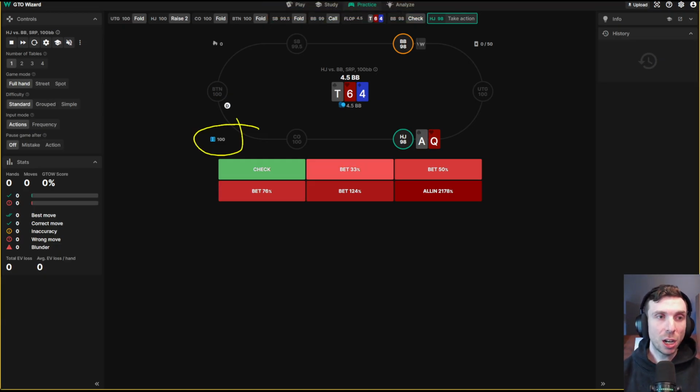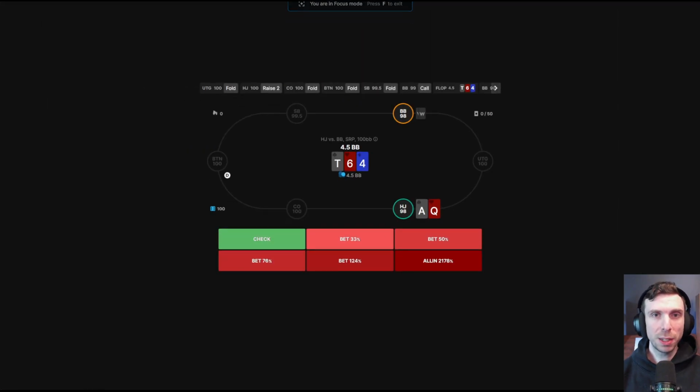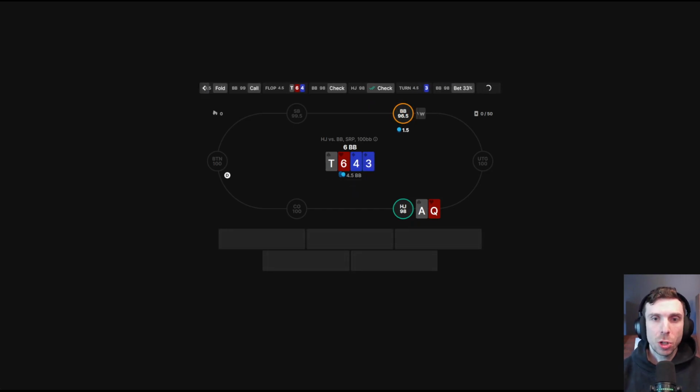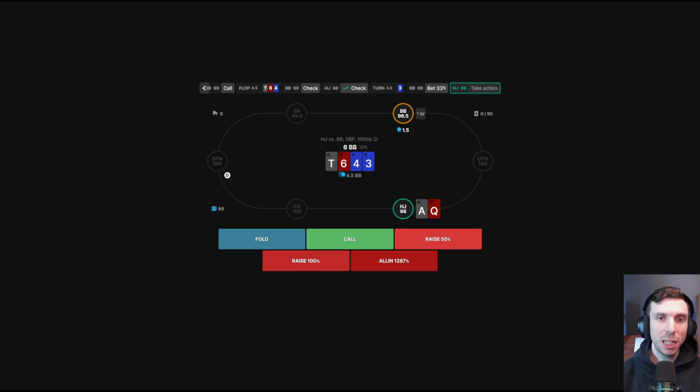We RNG'd 100. Let's make this focus mode so we can focus better. So I think we're going to mostly check here if I roll 100, but this is a hand that could probably go small as well. Once it goes check, check, we have a big blind lead on the turn.